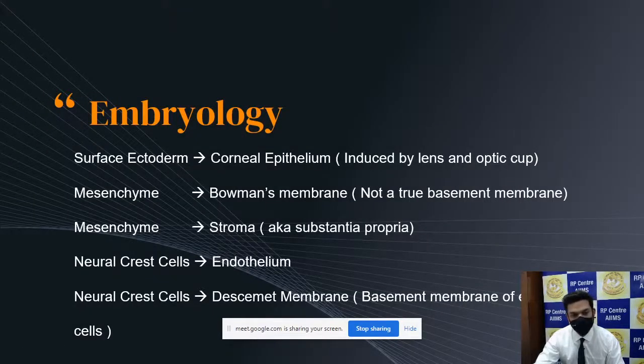The corneal epithelium is derived from the surface ectoderm. The corneal development is induced by the lens vesicle and the optic cup that lie behind the surface ectoderm. The mesenchyme or the mesoderm forms the Bowman's membrane and the stroma. Bowman's membrane is not an actual membrane because it does not have a true basement membrane, but the anteriormost portion of the stroma has a different structure which I'll discuss further, and that is called the Bowman's membrane. The neural crest cells lead to the development of the corneal endothelium and the Descemet's membrane.